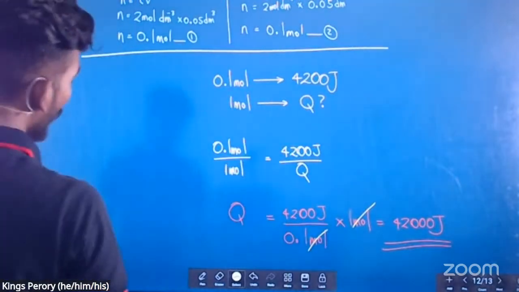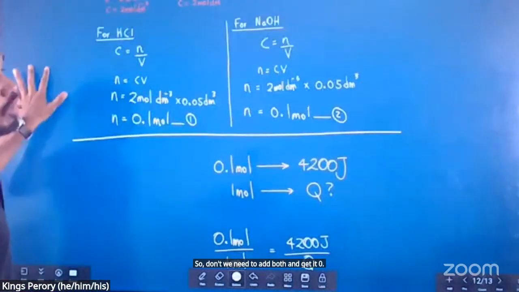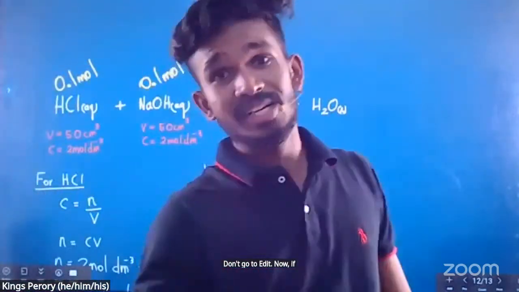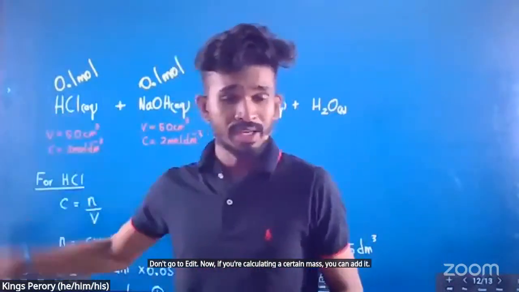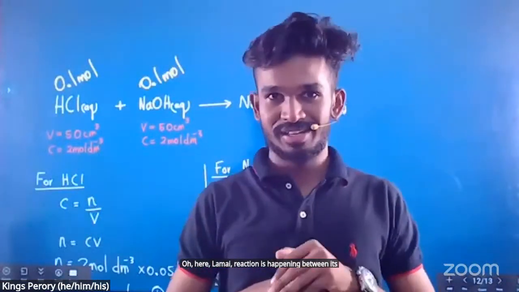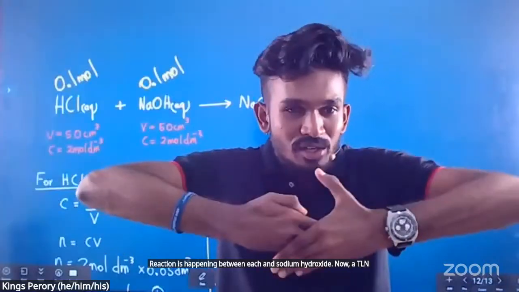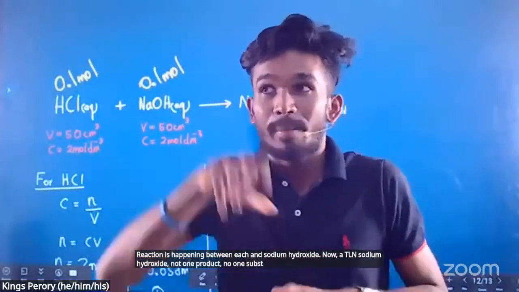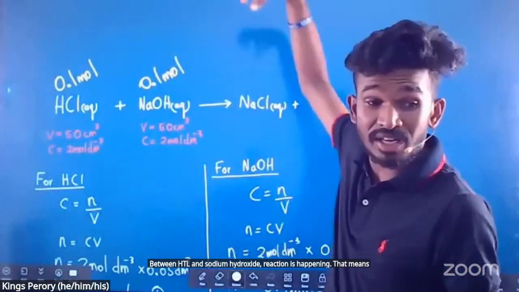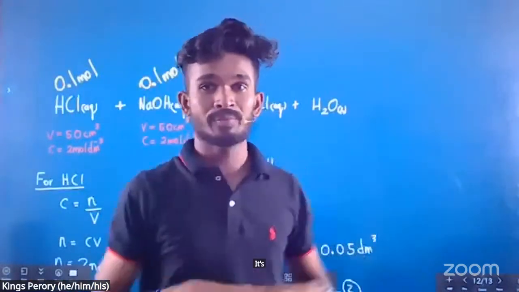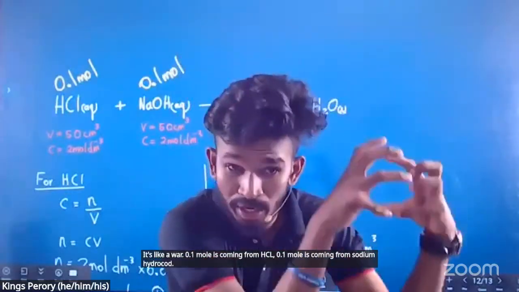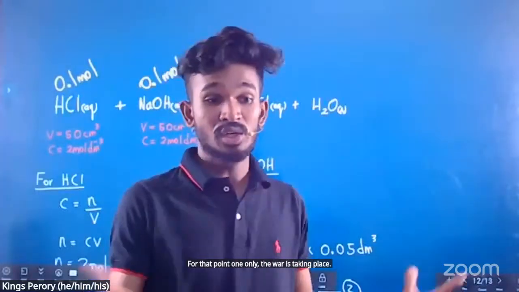So don't we need to add both and get 0.2? No, don't add it. If you are calculating a certain mass, you can add. But here the reaction is happening between HCl and sodium hydroxide. That means 0.1 mole is reacting with 0.1 mole. It's like a war: 0.1 mole is coming from HCl, and 0.1 mole is coming from sodium hydroxide. For that 0.1 only the war is taking place. Don't add it and make it 0.2.